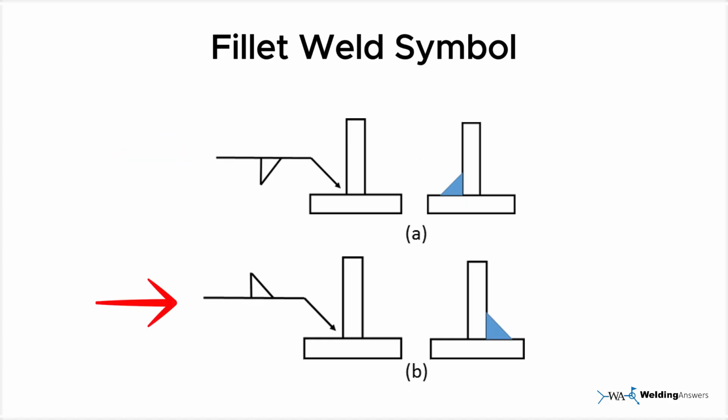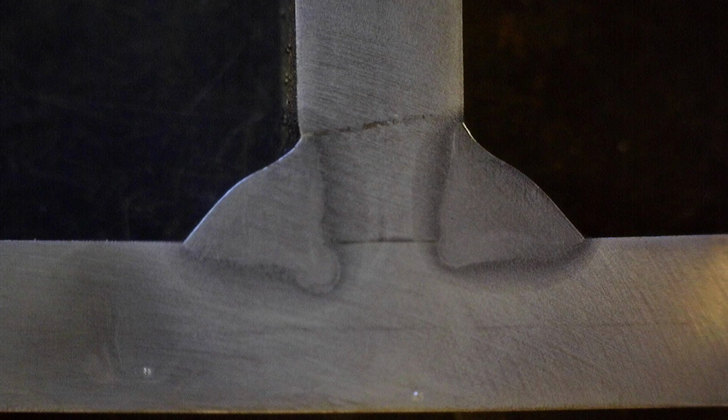Conversely, if the fillet weld symbol is placed above the reference line, it means the weld must be made on the other side of the joint. This is a fundamental concept that you'll use constantly. What if you need a fillet weld on both sides of a joint?